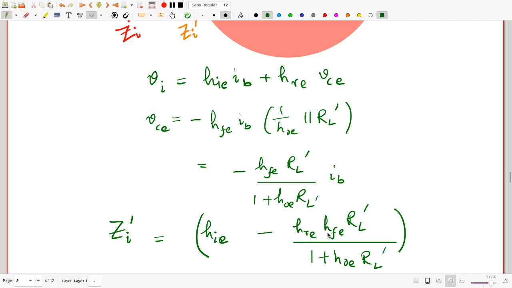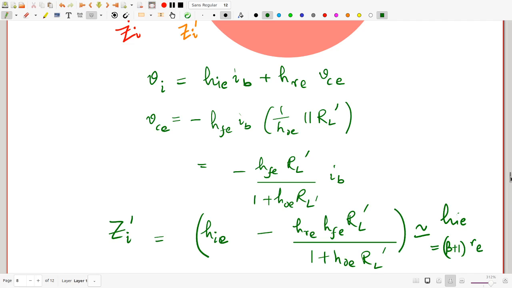So this means that even if RL prime is of the same order as HIE, because of the presence of this HRE HFE, which typically is of the order of 10 to the minus 3 or less, this is for most situations negligibly small compared to HIE. So this is approximately at least HIE, or the expression that we had used earlier, beta plus 1 small re. Remember, they are both one and the same.